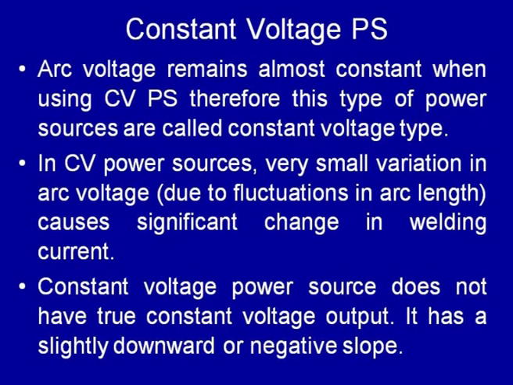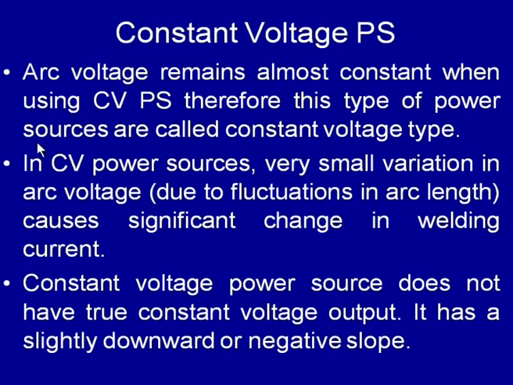In the case of constant voltage power sources, the arc voltage largely remains constant, and that is why this type of power source is called the constant voltage type. In the constant voltage type of power sources, a very small variation in arc voltage due to fluctuation in arc length causes a significant change in the welding current. So, this is just opposite to that of the constant current power sources.